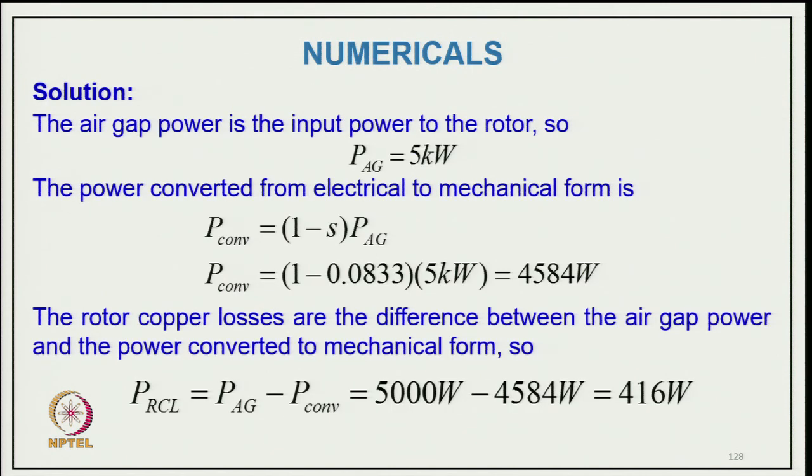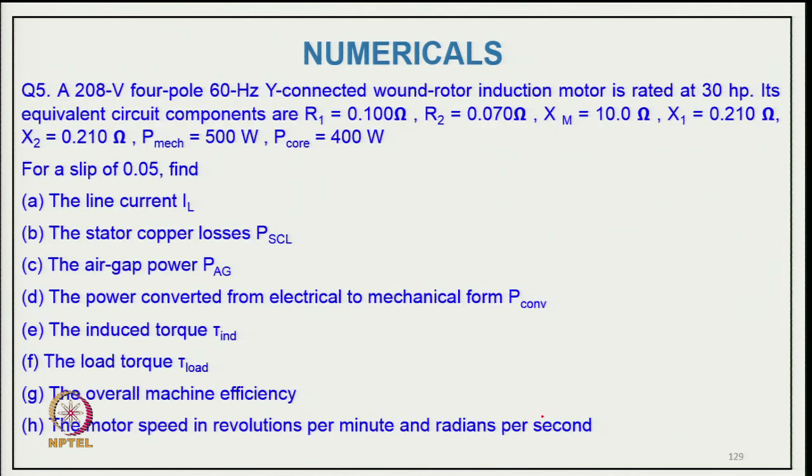The air gap power is the input power to the rotor, so Pag is equal to 5 kilowatt. The power converted from electrical to mechanical form is P converted equal to (1 minus s) Pag, putting the value, it comes to 4584 watt, and the rotor copper loss is the difference between the air gap power and P converted, Pag minus P converted, and putting the value, it comes to 416 watt.